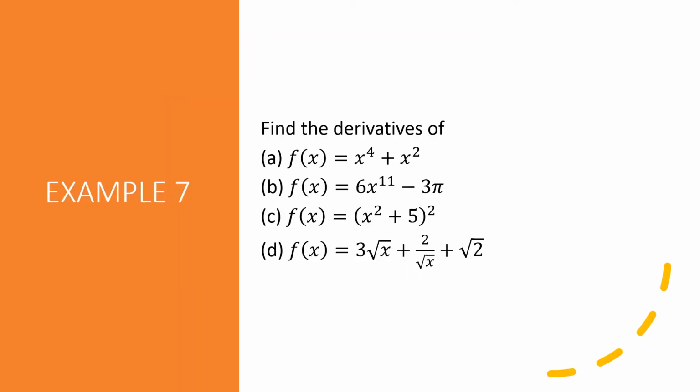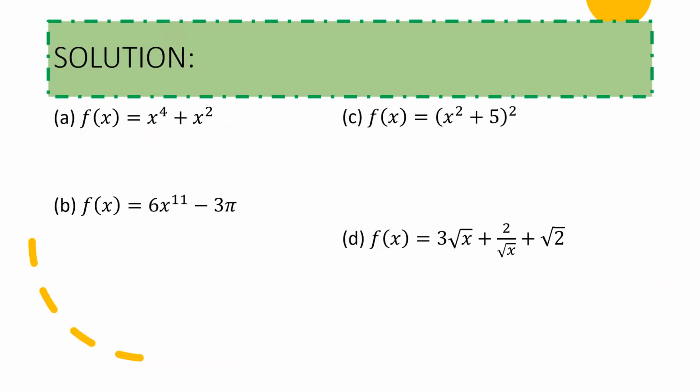Example 7. Find the derivative of the following function. A. f(x) equals x to the power of 4 plus x squared. So we need to differentiate term by term. So the answer is 4x cubed plus 2x.